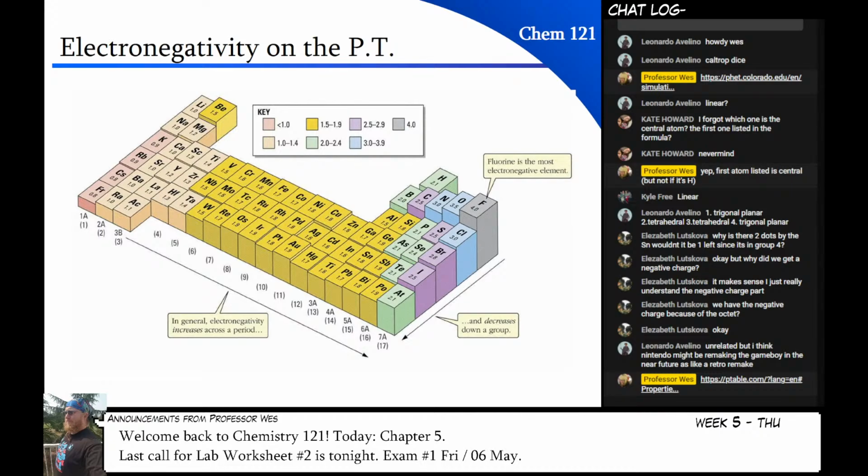Now, the general trend is that electronegativity going from left to right across the periodic table increases, and then it also increases as you go from bottom to top. So the top right corner is the most electronegative. The bottom left corner is the least electronegative.